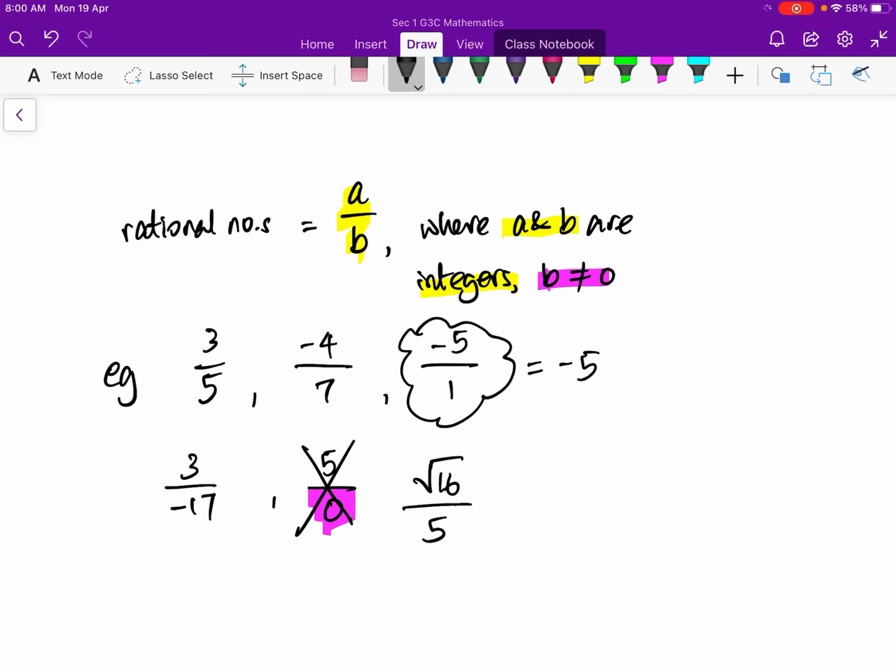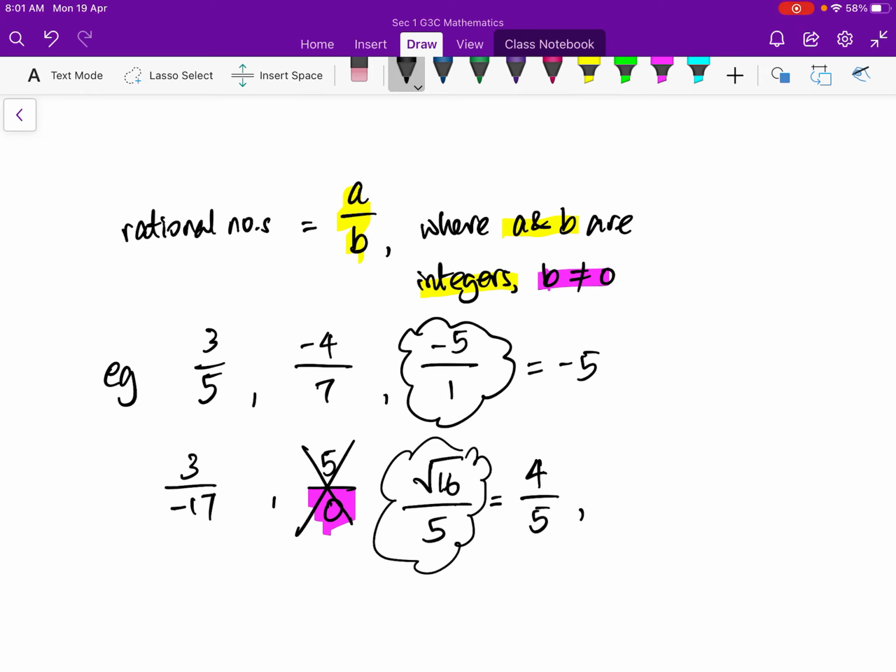So you look at it. Well, I do have it in a fraction, a over b. B is definitely an integer. The denominator is 5, it's an integer. But what about the numerator? Square root 16 is actually 4 over 5. So yes, this is also a rational number. So it can come in various forms.